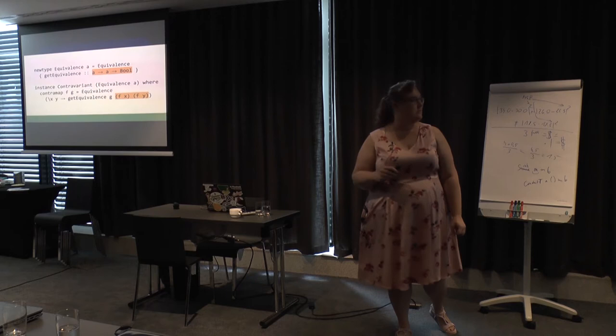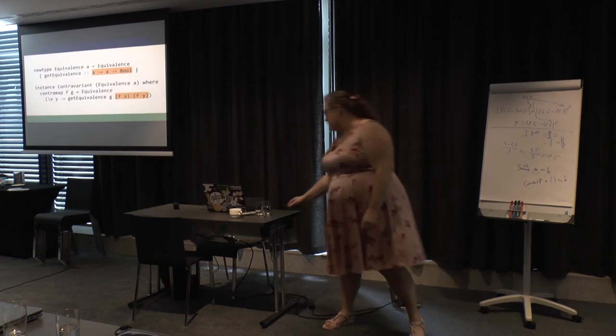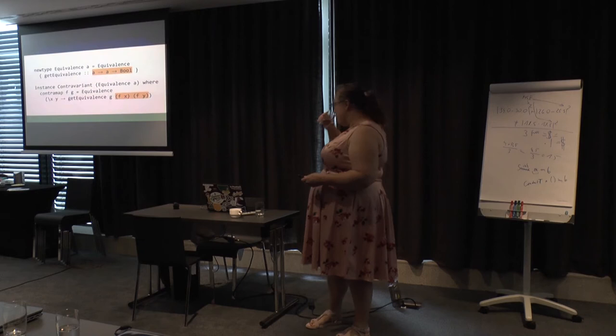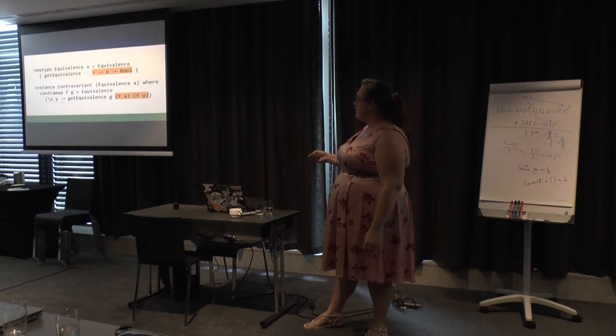All right, so now let's look at the new type equivalence. This is another contravariant functor. We have two A's. Well, we have one type parameter A, right there. But when we unwrap the function, then we have A to bool.